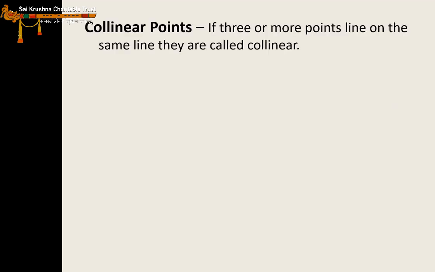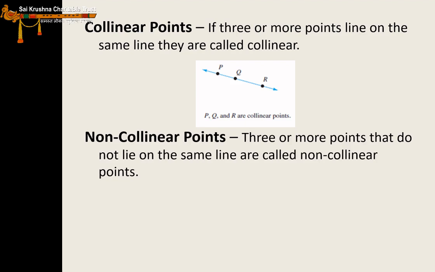If three or more points lie on the same line, they are called collinear. For example, the points P, Q, and R lie on the same blue line and hence are called collinear points. If three or more points do not lie on the same line, they are called non-collinear points. Here the points A, B, and C do not lie on the same blue line, hence they are non-collinear points.